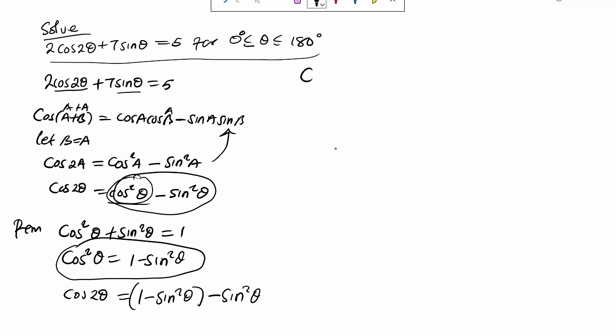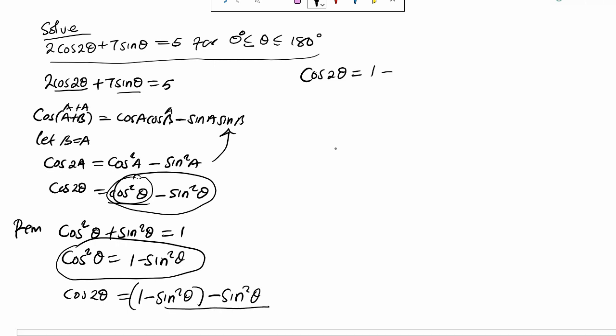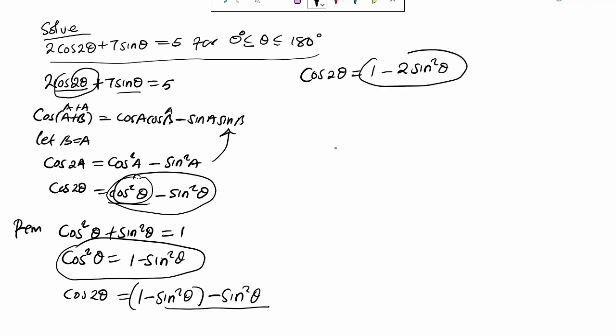Okay, so what does it mean? It means that cos 2 theta equals, if you open the brackets here, 1 minus sine squared theta minus sine squared theta, which is the same as 1 minus 2 sine squared theta. Those are just two like terms being added together to give us that value. All right. So cos 2 theta here is given by that equation.